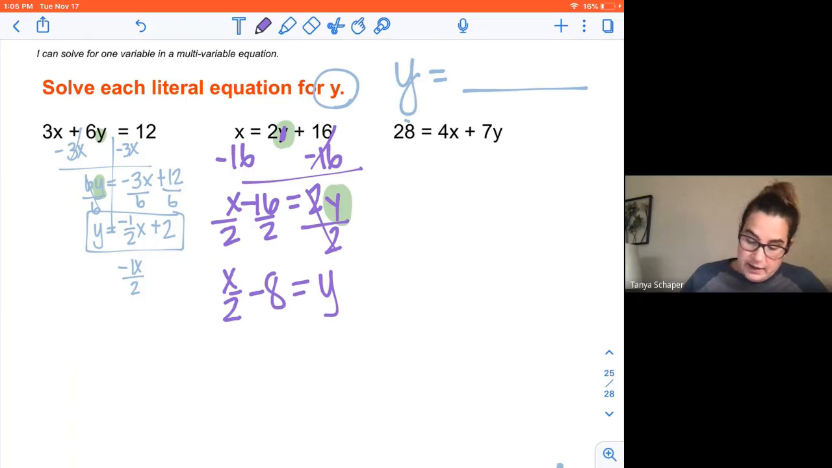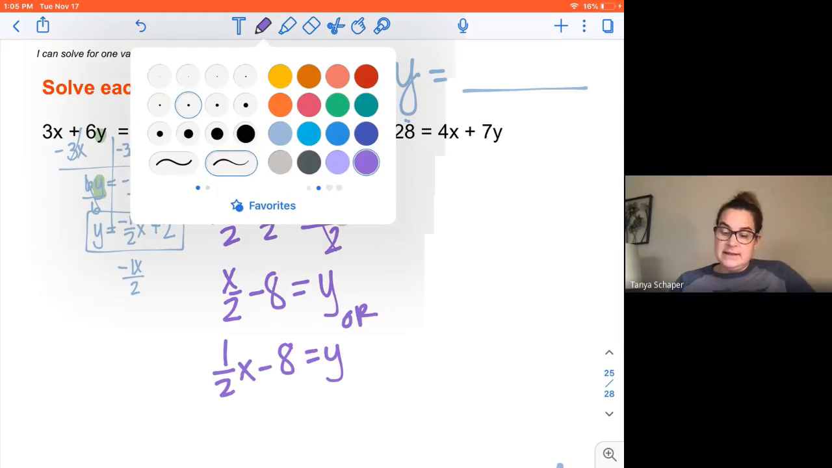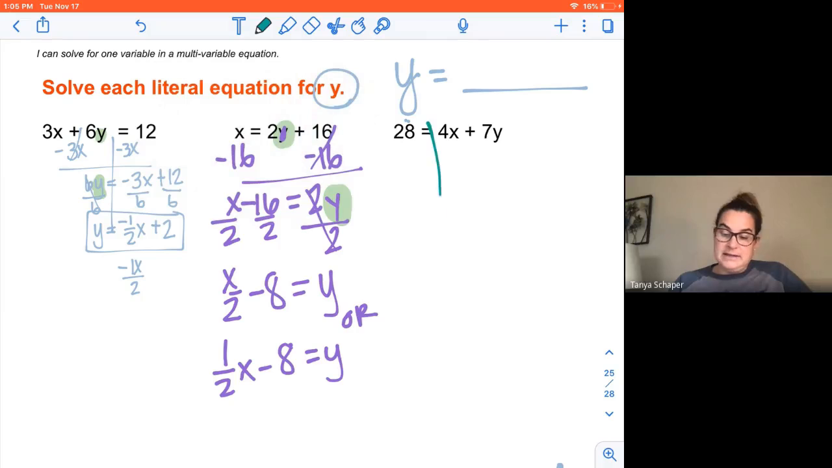I could also write it as 1/2 x minus 8, because x divided by 2 and 1/2 x are the same thing. You pick what you want. It doesn't matter to me. Either way is fine. Let's take a look at the next one. I need to get y by itself, so I need to get this all alone.